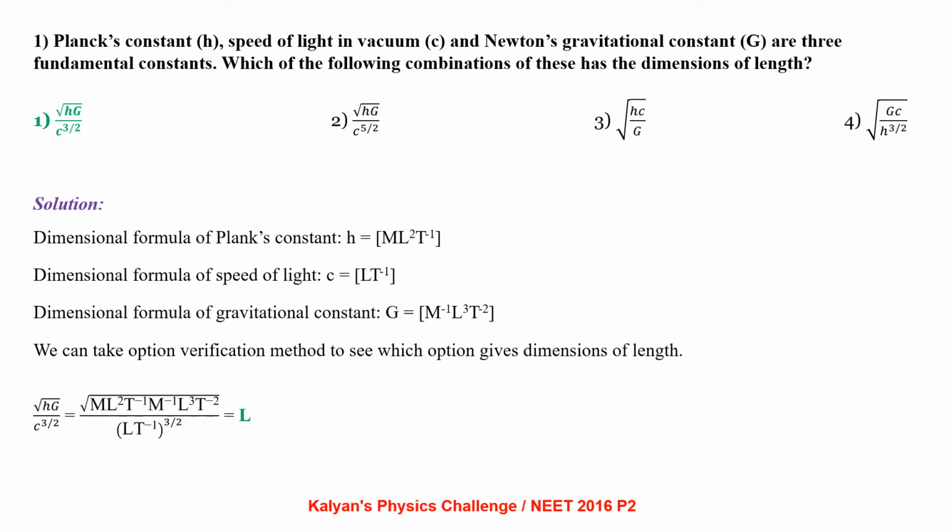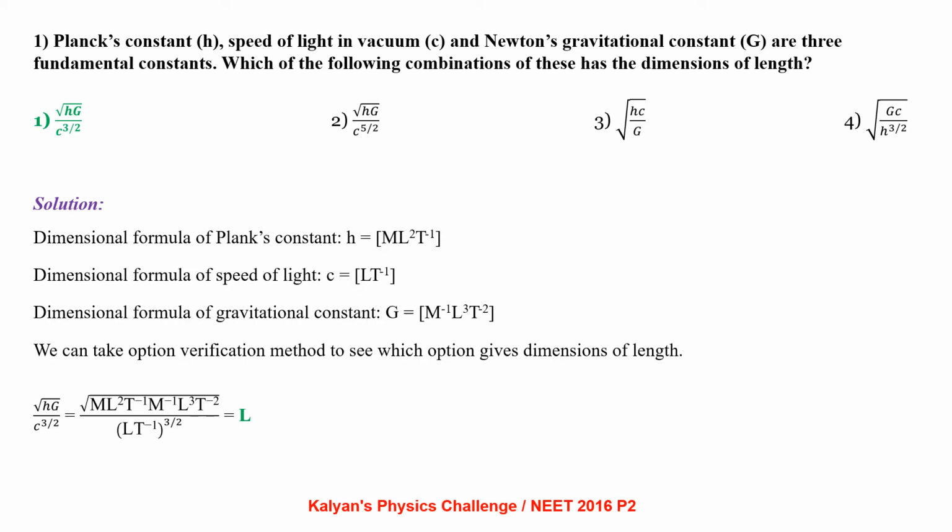Planck's constant h, speed of light in vacuum c, and Newton's gravitational constant G are three fundamental constants. Which of the following combinations of these has the dimensional formula of length? Let's see the dimensional formula of the given quantities one by one.